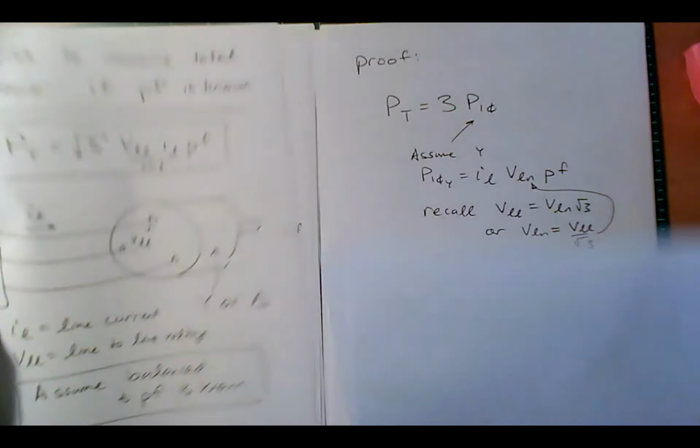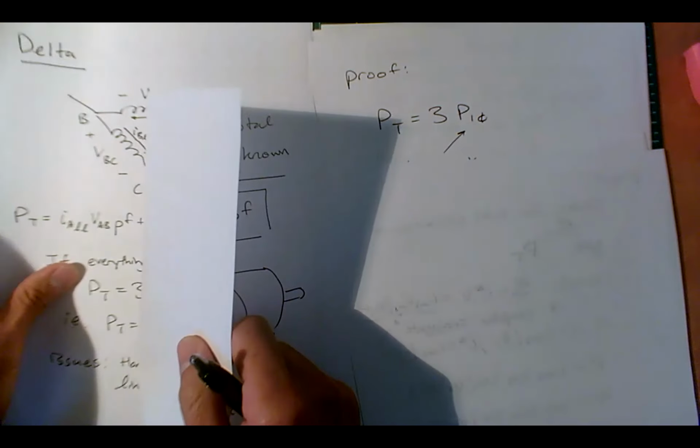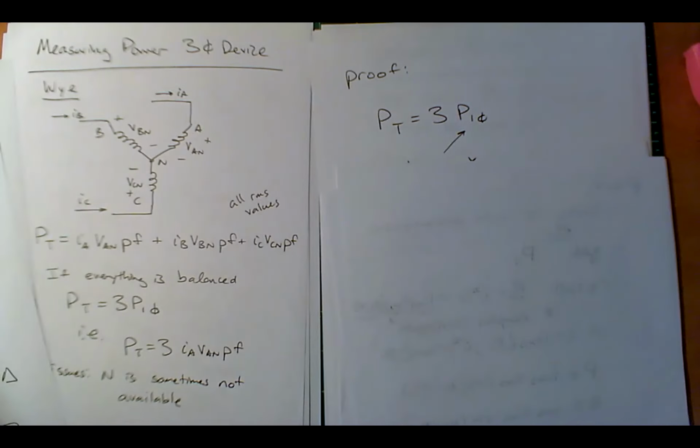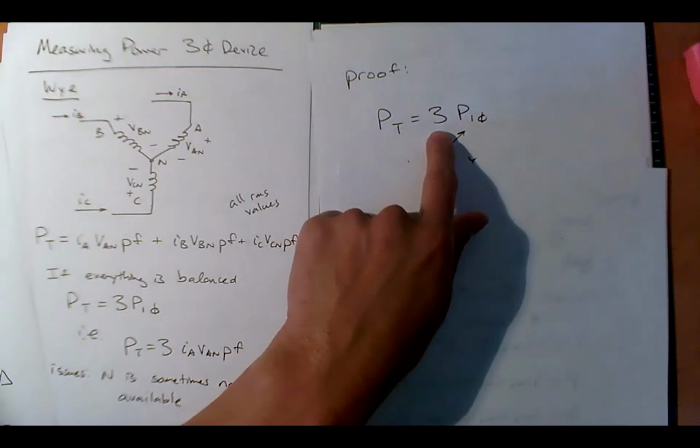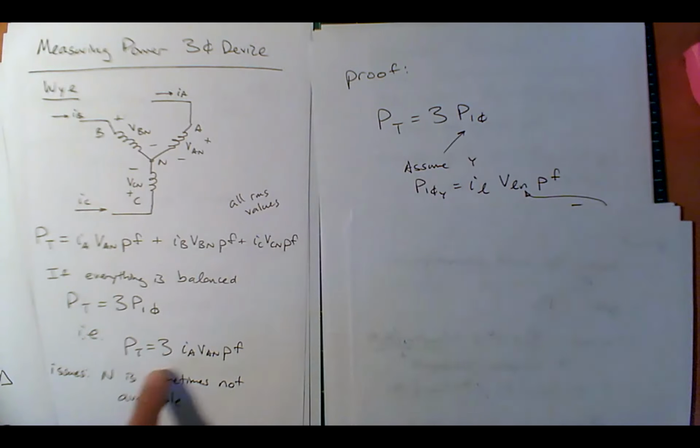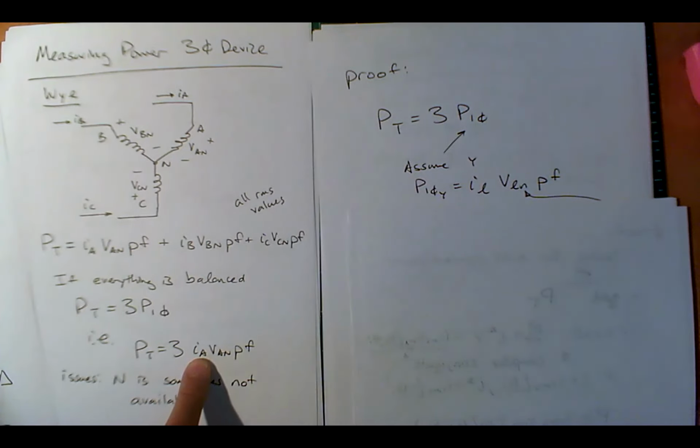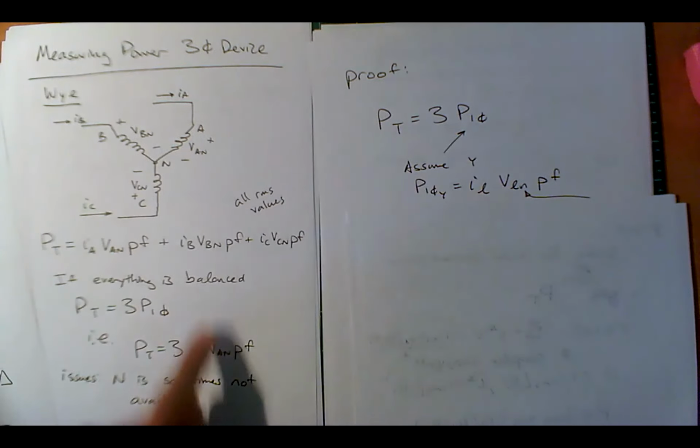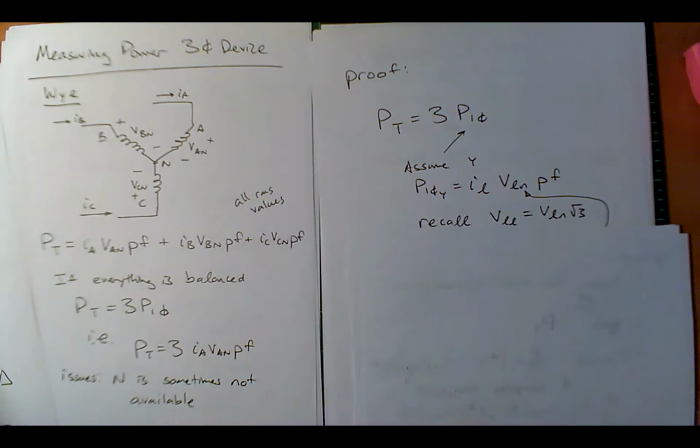Well, let's go back and look at that Y. I'm going to hold on to this, right? Now, power total equals 3 times power 1 phase, no problem. And remember, power 1 phase is going to be the line current coming in times the line-to-neutral voltage times the power factor. Good.